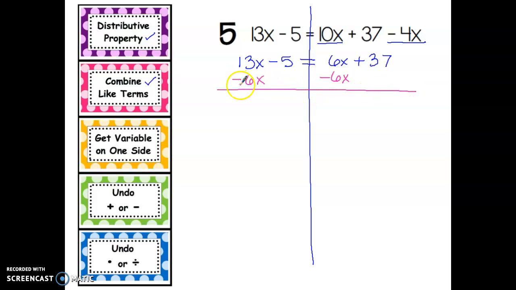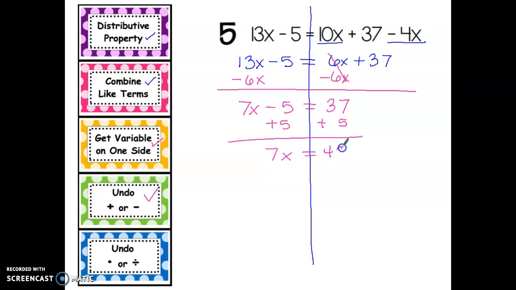If you had chosen to subtract 13x from both sides, don't worry, you would end up with the same exact answer. So it's not a big deal which one you choose to move where. Get variable on one side, we did that. Undo addition and subtraction, let's go ahead and do that. So add 5 to both sides. Now we're left with 7x is equal to 42. Divide each side to undo that multiplication by 7. X is equal to a positive 6. That's my final answer.